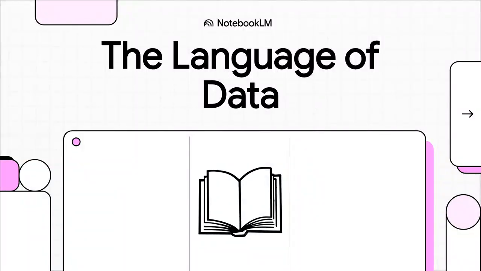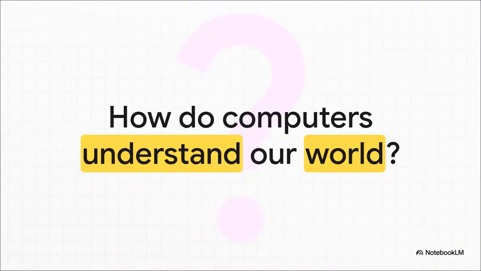Welcome to the Explainer. Today, we are pulling back the curtain on the mathematical language that basically runs our entire digital world. I'm talking about everything from the movies you stream to the AI in your pocket. It's called linear algebra, and it's pretty much how computers make sense of, well, everything. So let's just start with a puzzle.